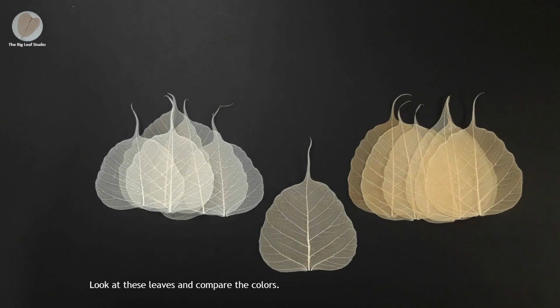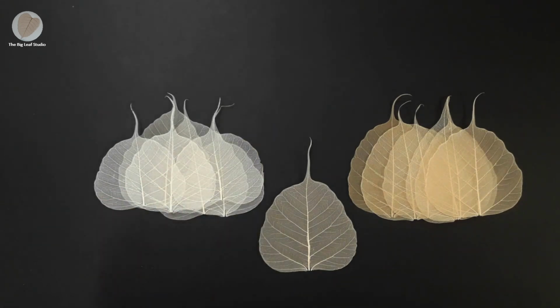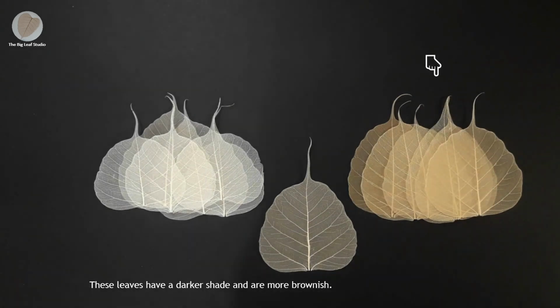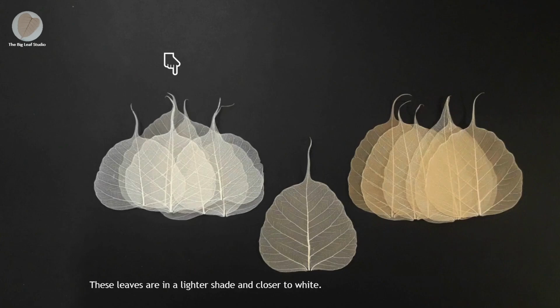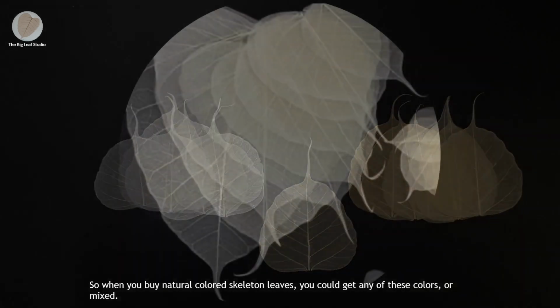Look at these leaves and compare the colors. The first leaf is in a middle shade. These leaves have a darker shade and are more brownish. These leaves are in a lighter shade and closer to white. So when you buy natural colored skeleton leaves, you could get any of these colors, or mixed.